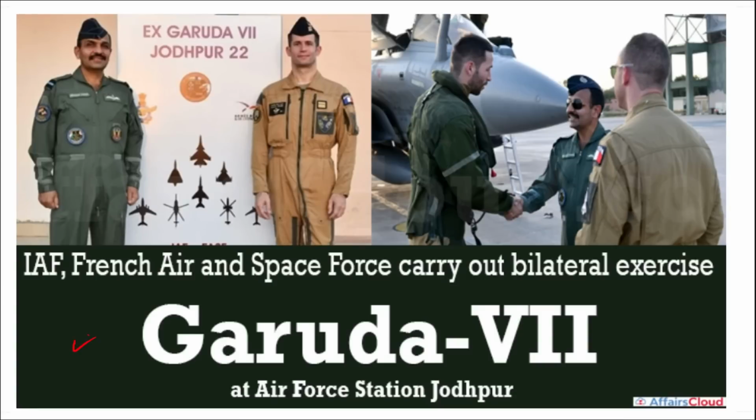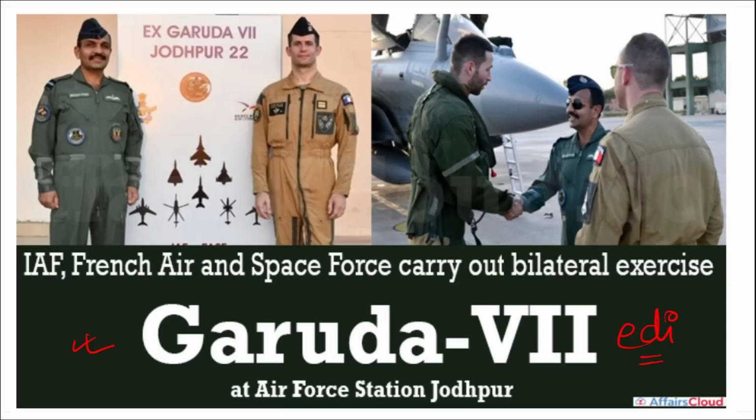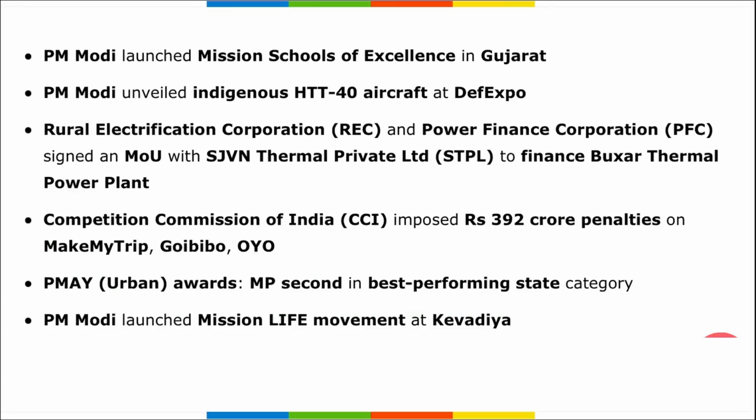Next news, Garuda 7. That means it was the 7th edition of this exercise. This Garuda exercise is held between the Air Force of India and the Air Force of France. Highly important. All right, remember this exercise, Garuda. So now the question asked here is, where was this Garuda exercise held? The location where this was held is Jodhpur, Rajasthan. And as I've told you, from Indian side, it was your Sukhoi 30 Mark 1, Rafale jets, Tejas, Jaguars, they all took part in this particular exercise from Indian side.